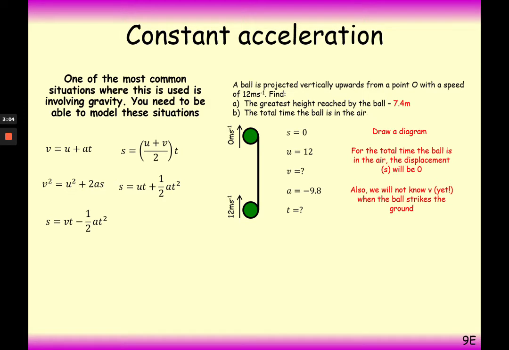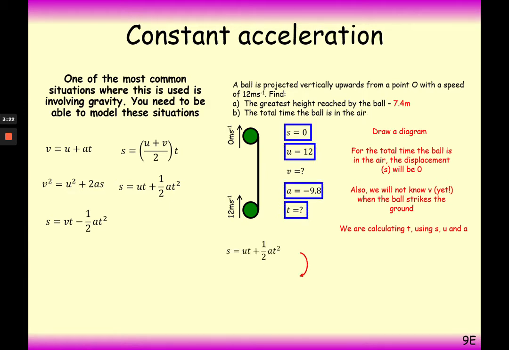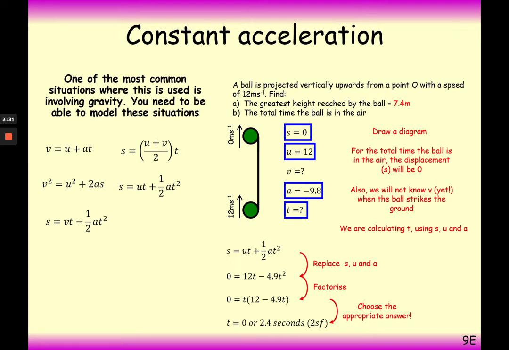Now, because what we're feeding into this Suvat equation is just that the displacement is 0, we should expect to get two solutions. One of them will be 0 because that's where it's starting from, and the other one is the value we're after. So we're trying to find t. We've got s, u and a, so we're going to use s equals ut plus half at squared. We're going to sub in the values we've got, simplify it and factorise it. So obviously we get t is 0 as one solution and 2.4 as the other one. So we're going to use 2.4 seconds to two significant figures.